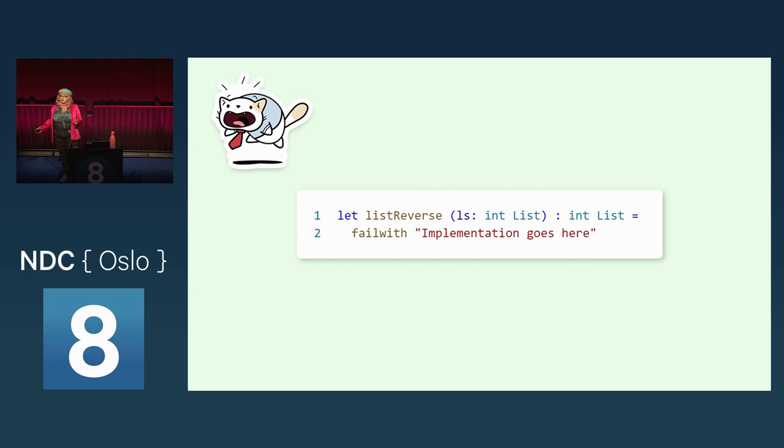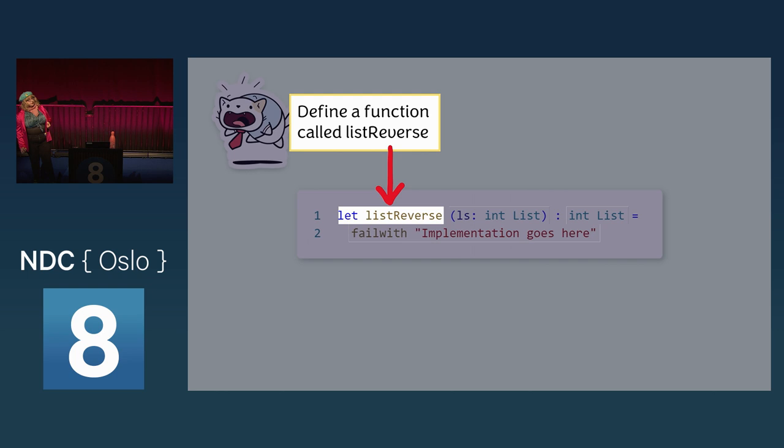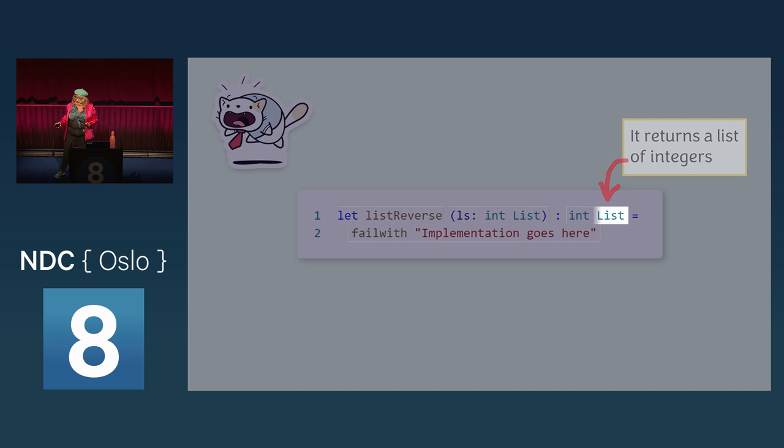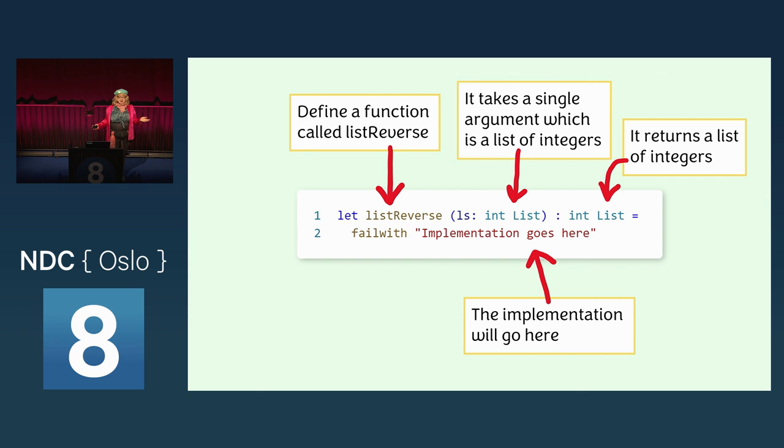Well, just so you're not this cat in the corner, let's quickly go through the syntax. First of all, we are going to define a function called listReverse. I apologize for my GPU. It's really struggling with these animations, but bear with me. So yes, we're defining a function, we're calling it listReverse. This takes a single argument, which is a list of integers. It returns a list of integers, preferably reversed, but we'll get onto that. And the implementation will go here. So it's not that scary.